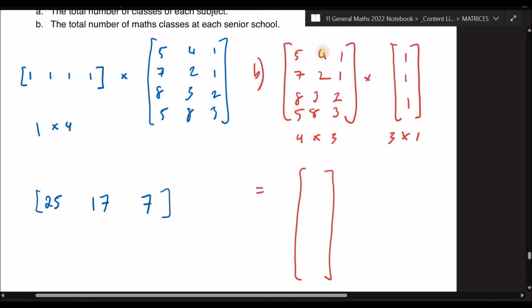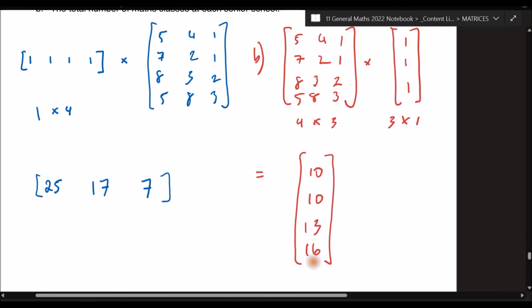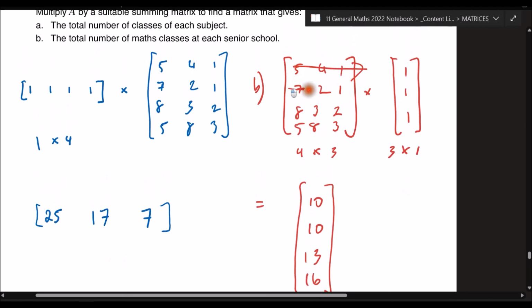All right, so adding all of these up, that's what I'm doing. 5 plus 4 plus 1 will be 10. 7 plus 2 plus 1 will be 10 as well. 8 plus 3 plus 2 is 13. 5, 8, 3 will be 16. And there's all of my rows added together.